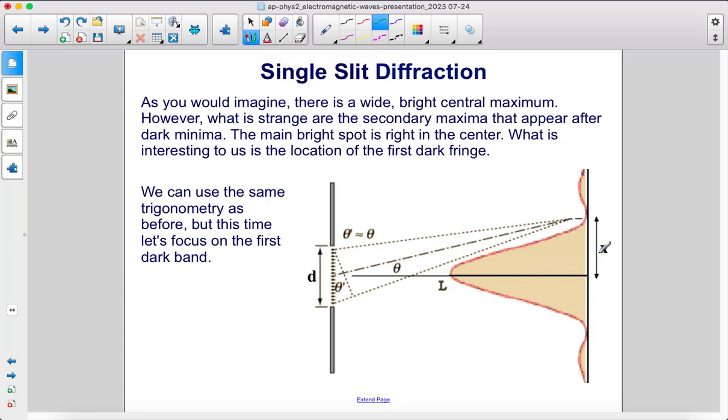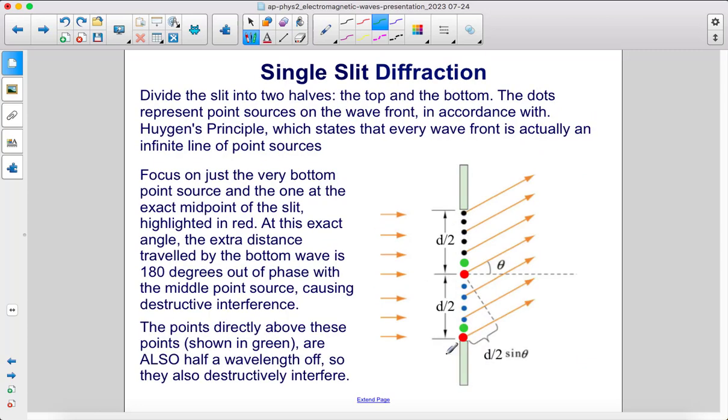However, what is strange are the secondary maxima that appear after dark minima. The main bright spot is right in the center, but what is interesting to us is the location of the first dark spot. We can use the same trigonometry as before, but this time let's focus on the first dark band. Let's analyze what's happening. If we divide the whole slit into two halves, we'll have the top and the bottom. So this is not two slits, this is just one slit, but just so we can figure out what's happening here, imagine dividing it in half.